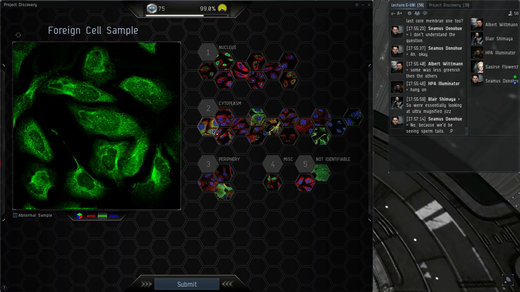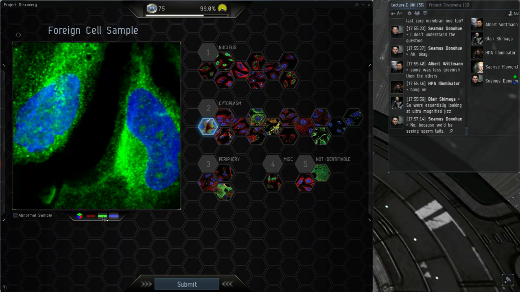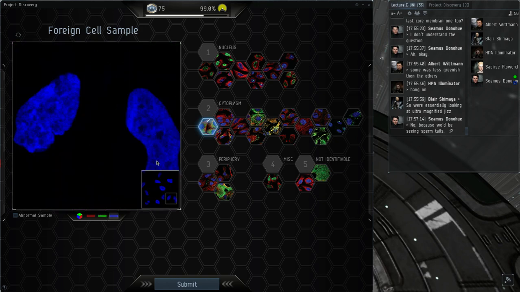Okay, so we have a cytoplasmic staining here. Then we also have some sort of nuclear staining here, which I'm curious whether it's nucleoli, but it does look like it. It does overlap really well with the holes.